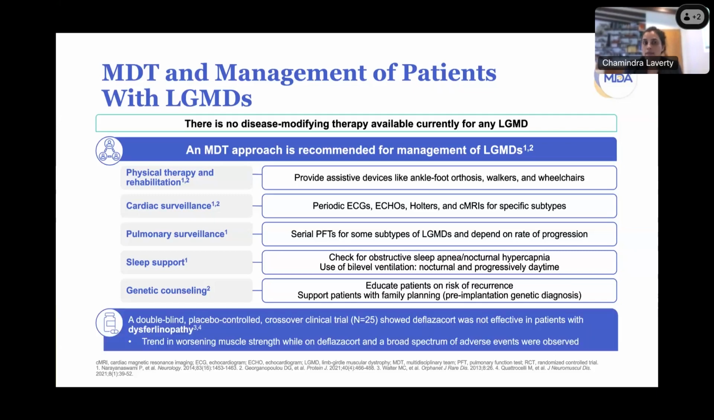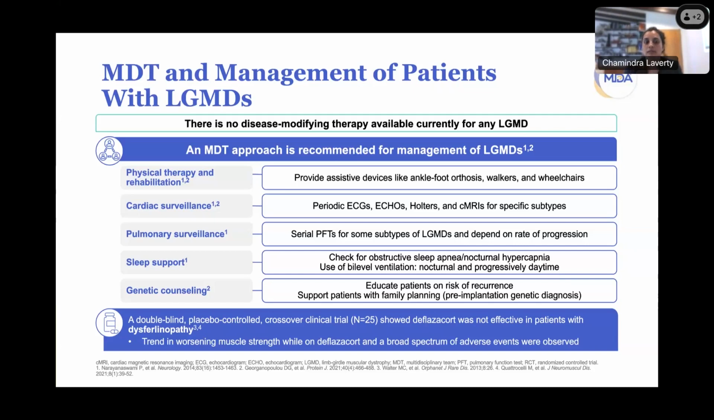There is one other trial that actually is meaningful in terms of the management of our patient. There is a small trial, it's just 25 patients, but it was done in dysferlin to determine if deflazacort, which is a steroid, can be helpful. The reason for this was because dysferlinopathy can have inflammatory cells on the muscle biopsy. And the question was, does steroids help alleviate or preserve muscle function longer, similar to Duchenne muscular dystrophy?